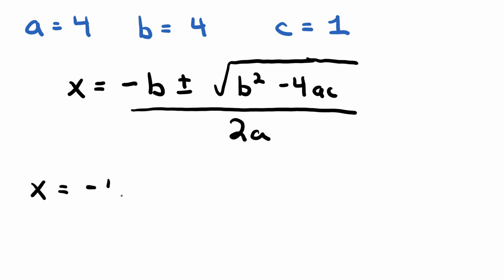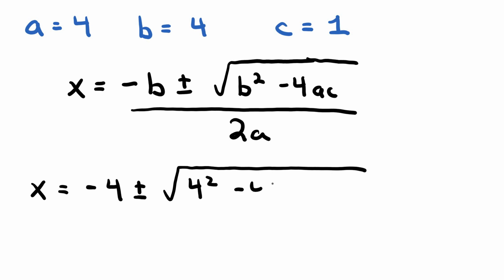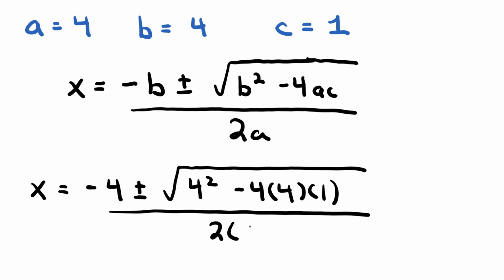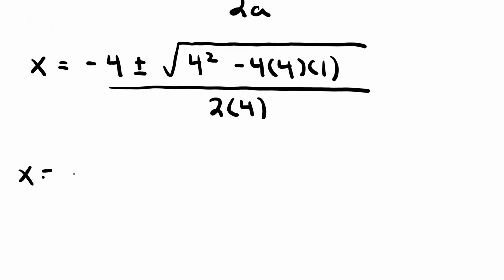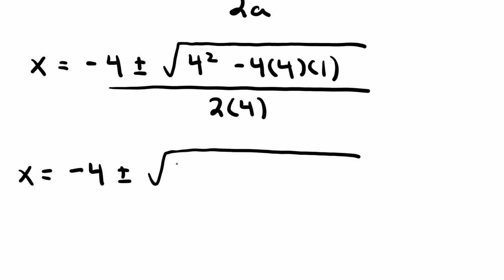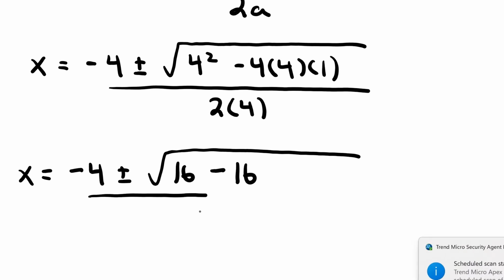And then what we can do now is plug the numbers in here. So this will be -4 plus or minus the square root of b squared, which is 4 squared, minus 4 times a, which is 4, and the value c is 1, all divided by 2 times 4. Okay, so a little bit more work to do with this particular question compared to the first problem that we did. The square root, 4 squared is going to be 16, minus 16, divided by 8.